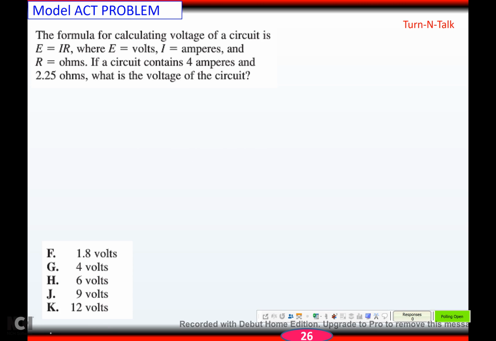Try this one, hit pause, come back when you're ready. And we got J. All right, so the formula for calculating voltage of a circuit is E equals IR, where E is volts, I is amperes, and R is ohms. So in my formula, volts go here, amperes go here, and ohms go here.